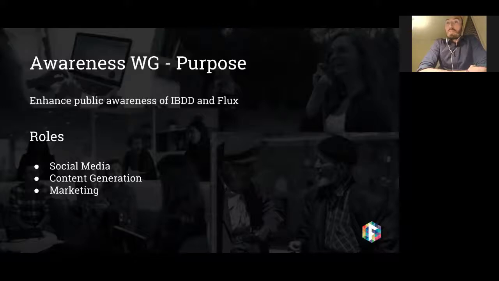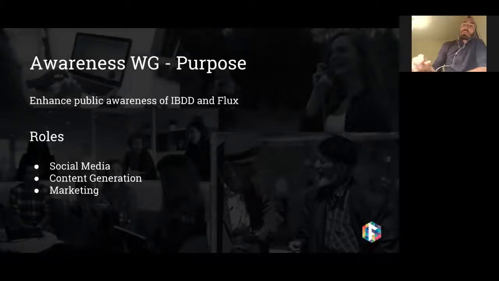Marketing is a bit more strategic, and we'll get into the split between those roles. It's very possible that someone in this working group is doing all three roles at different times. And I found it helpful to think about these three different ways of raising awareness, so we can be clear about how we're spending our energy.